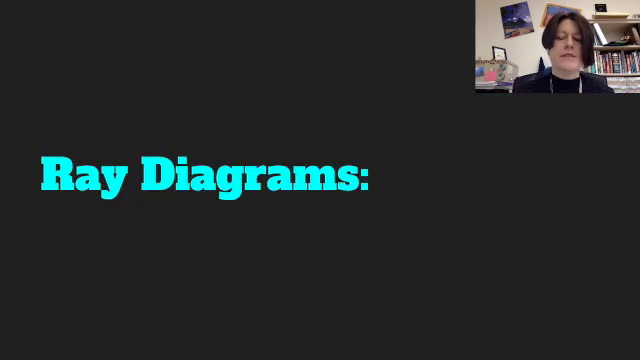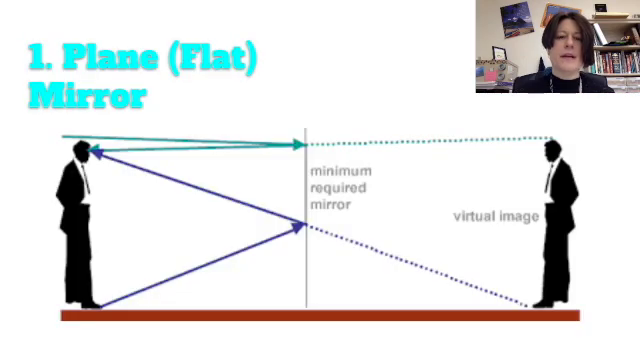So taking a look at some ray diagrams, go ahead and copy this in the space underneath where the heading is in your notes. So the ray diagram for a plane or a flat mirror, they call it a plane mirror because it's in one plane, it's flat. So if we look at this mirror, here is the man's foot, and it is sending a ray up to the mirror that is bouncing off the mirror to the man's eye.